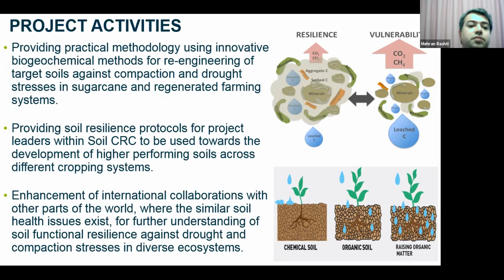So the aim is to provide a practical methodology using innovative biochemical methods which are affordable and fast for different farming systems to be able to understand their health status, and eventually we can collaborate on this with other international communities and extend it to other parts of the world.